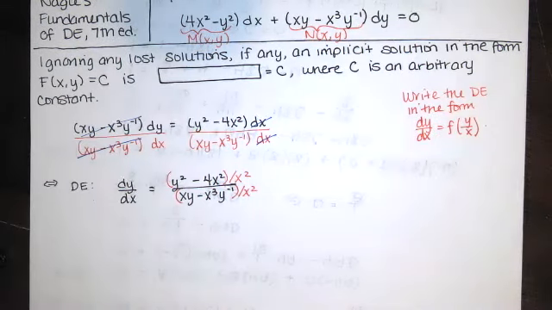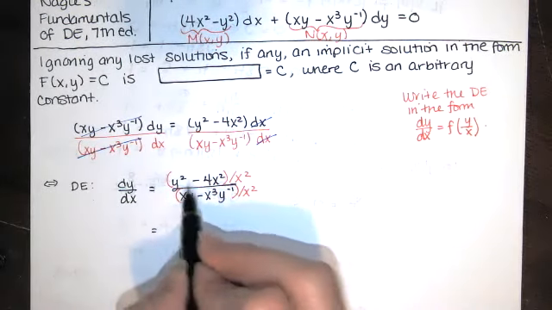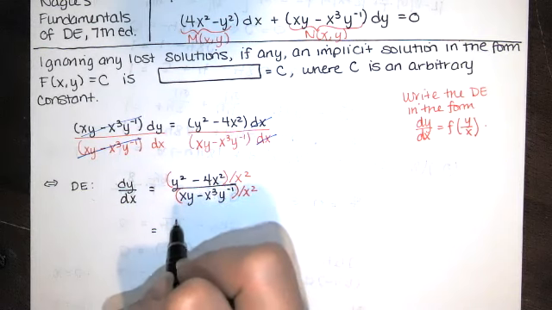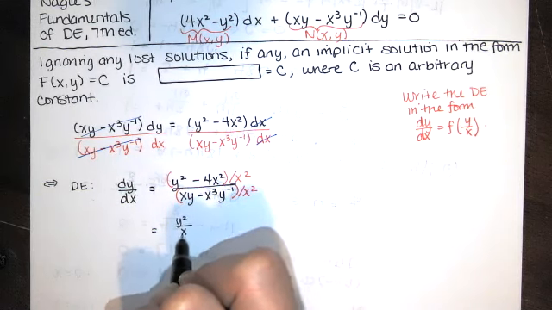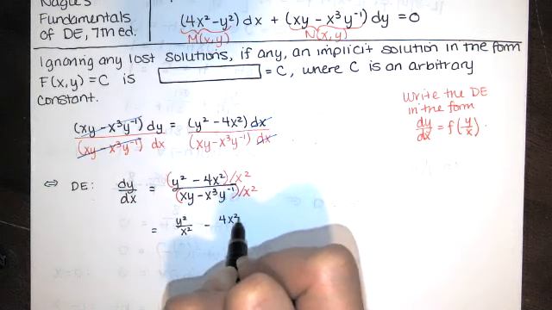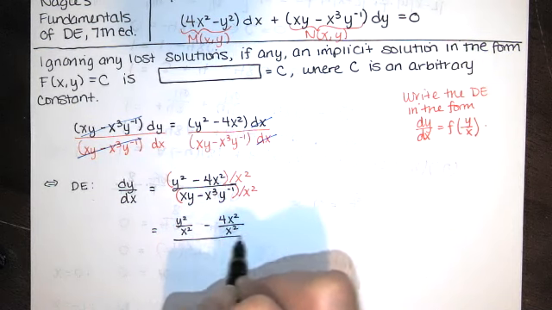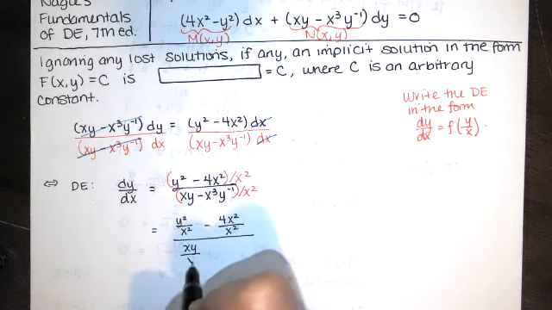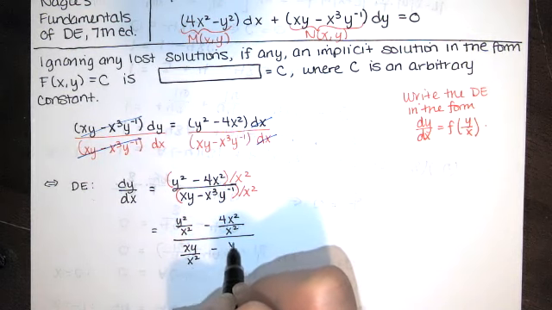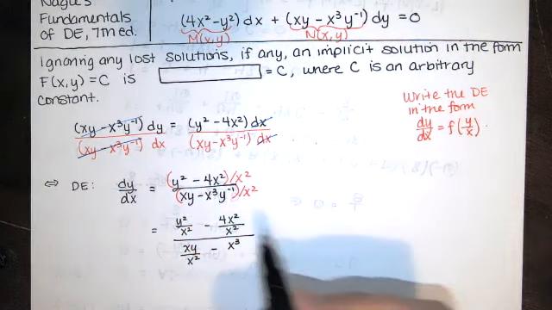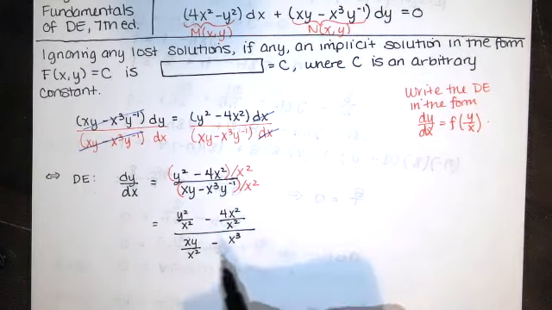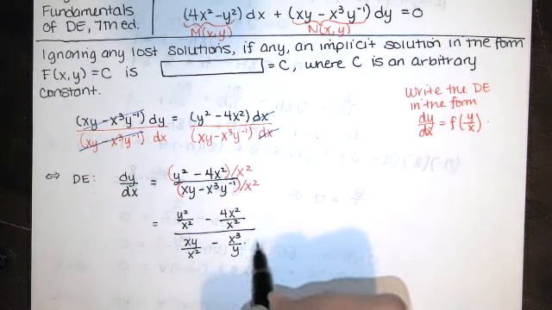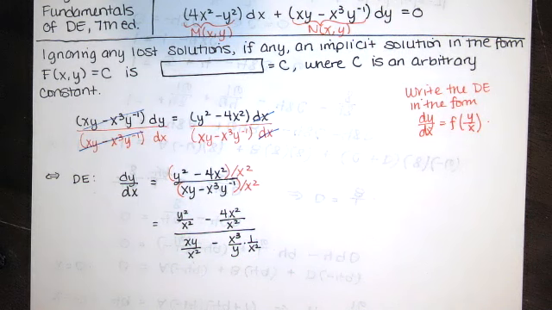And then watch what happens. We end up with y squared over x squared and 4x squared over x squared. And here we have xy over x squared and negative x cubed times y to the negative 1, which I'll put in the denominator, but we're also dividing that by x squared.